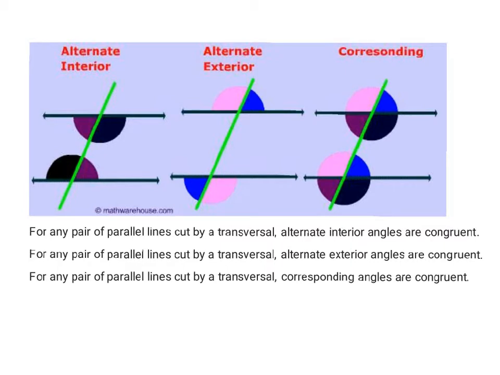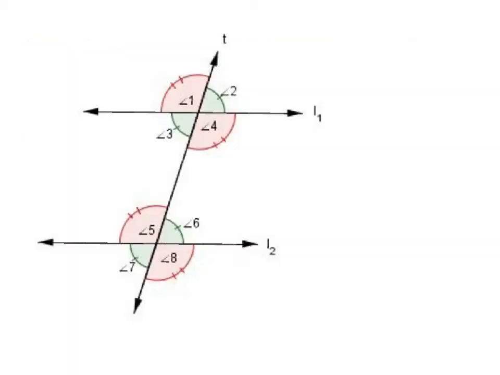And then corresponding means that they're in a corresponding spot. So both of these pink ones are above the parallel line and to the left of the transversal. So they're in corresponding spots. The blue, they're above the parallel lines and to the right of the transversal. The black are below the parallel lines and to the right of the transversal, and so on. And those are going to be congruent.